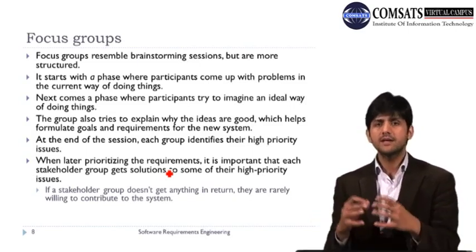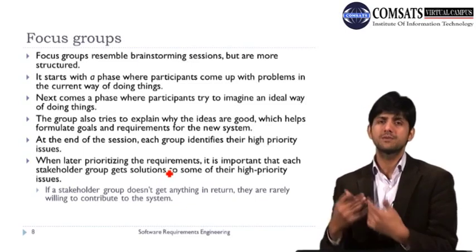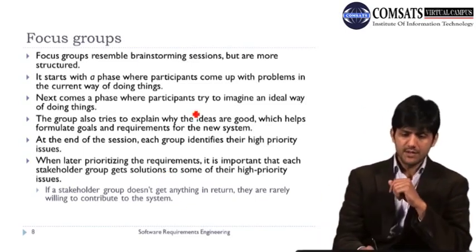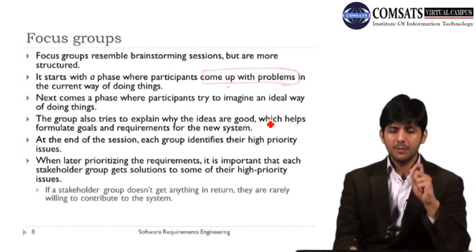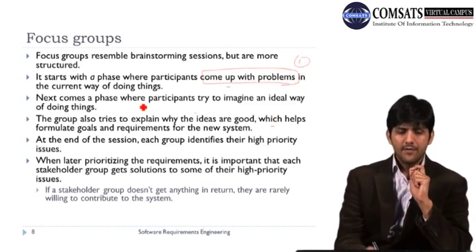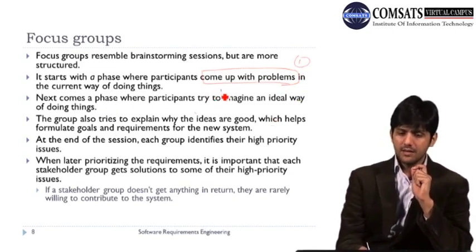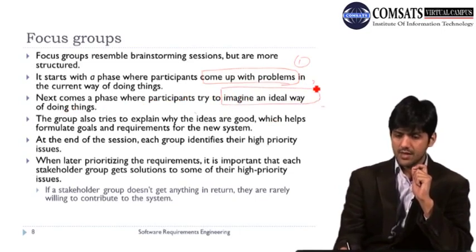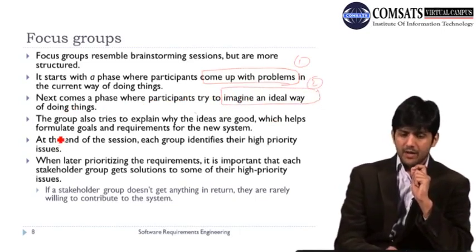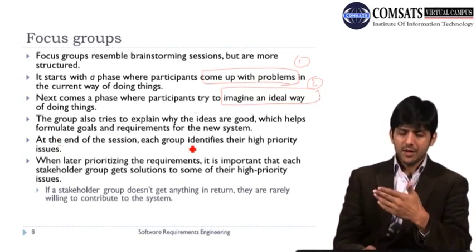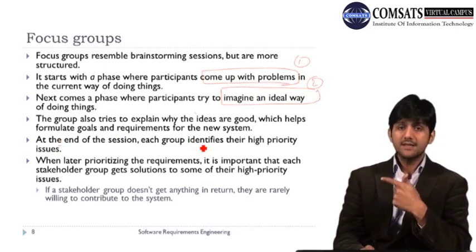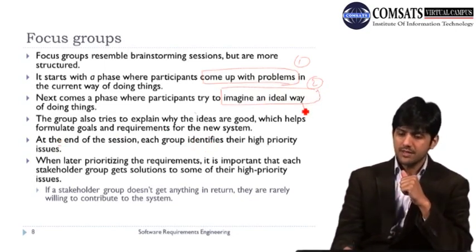So the first phase is that each of those groups identifies the problems with the existing system. Each group of participants comes up with the problems. That is the first phase. The next phase is that they try to imagine an ideal way of doing things. And the group also tries to mention why these ideas are good, so they also try to explain the rationale.